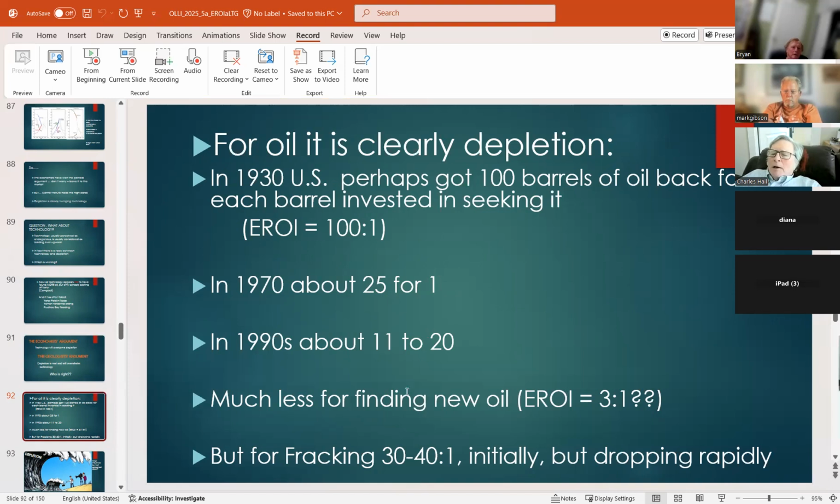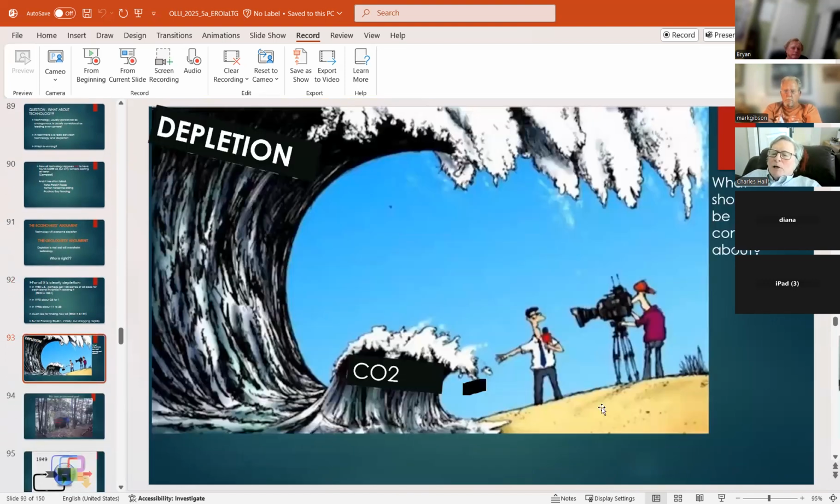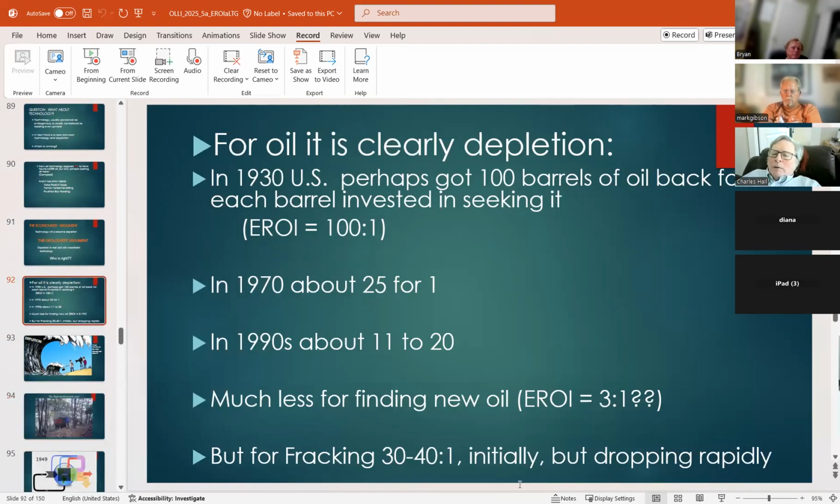But that was mostly for just pulling the oil out of the ground. But fracking changed it all. Or did it? Adam Brandt, a friend at Stanford, has assessed EROI for fracking and found early fracking got 30 to 40 to 1, but it dropped very rapidly. So the question is, what's fracking going to be for the remaining fields? Nobody's done the studies of that. We don't know.